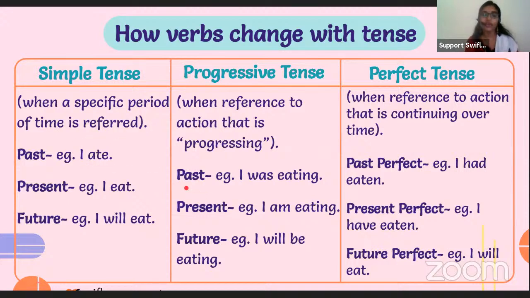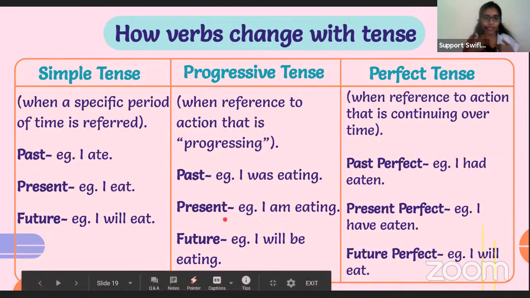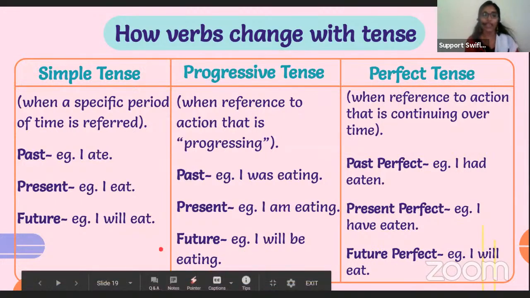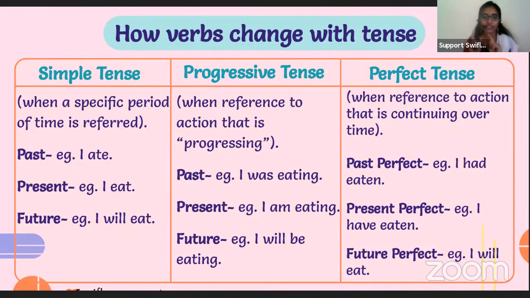So here, in the past, I can say I was eating. That action of eating was continuing in the past for some time. In the present, I am eating. As I mentioned earlier, I always goes with am in the present. So I am eating. And in the future, I will be eating. So in the continuous tense, the main thing to notice is that we add -ing.